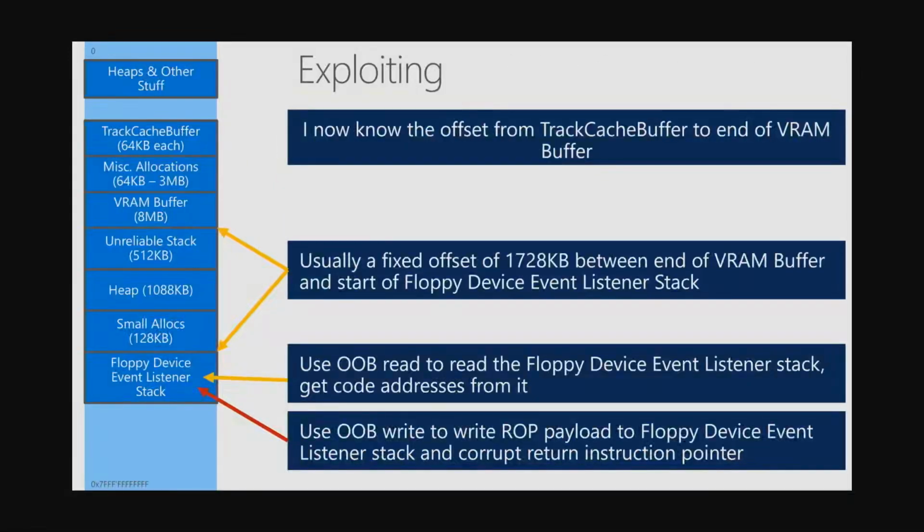And this gives me pretty much everything that I need to exploit the bug, because there seemed to be a fixed offset between the end of the VRAM buffer and the start of the floppy device event listener stack. So once I find the end of the VRAM buffer, I now also know how far I need to read and write out of bounds to get to that stack. And so I can go and read from the stack and leak the address of NTDLL and kernel32. And then I can go and corrupt that stack and write a ROP payload on it.